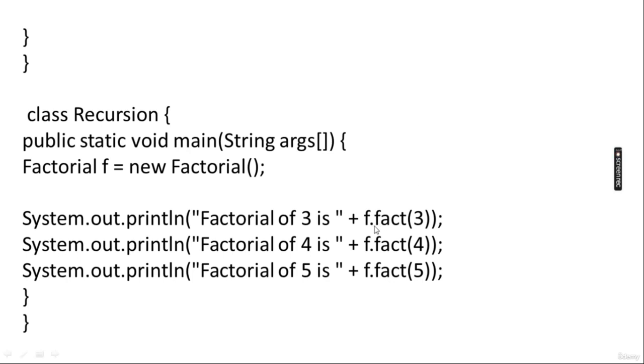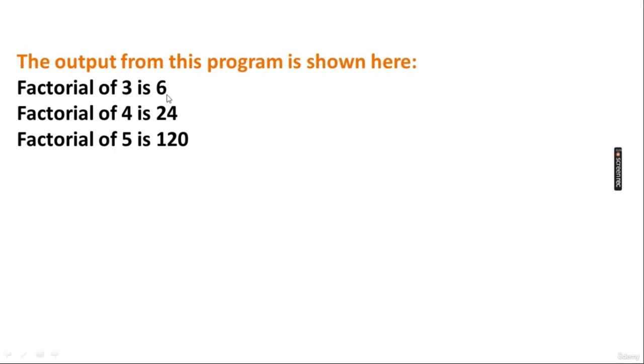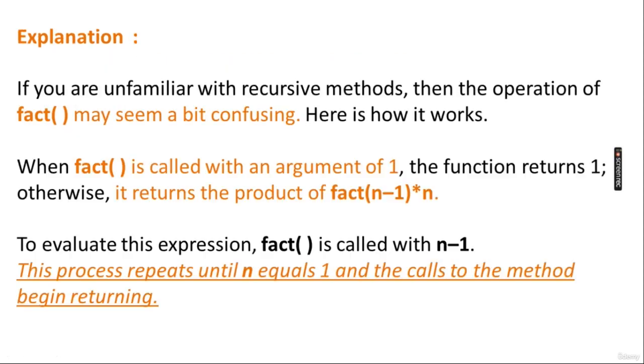Now I create f is equal to new Factorial. First I get the factorial of 3, then factorial of 4, factorial of 5. The output is: factorial of 3 is 6, factorial of 4 is 24, factorial of 5 is 120. All these examples we will take in the practical part, so you don't need to worry if you are not understanding this. When we practice it, we will understand it better.